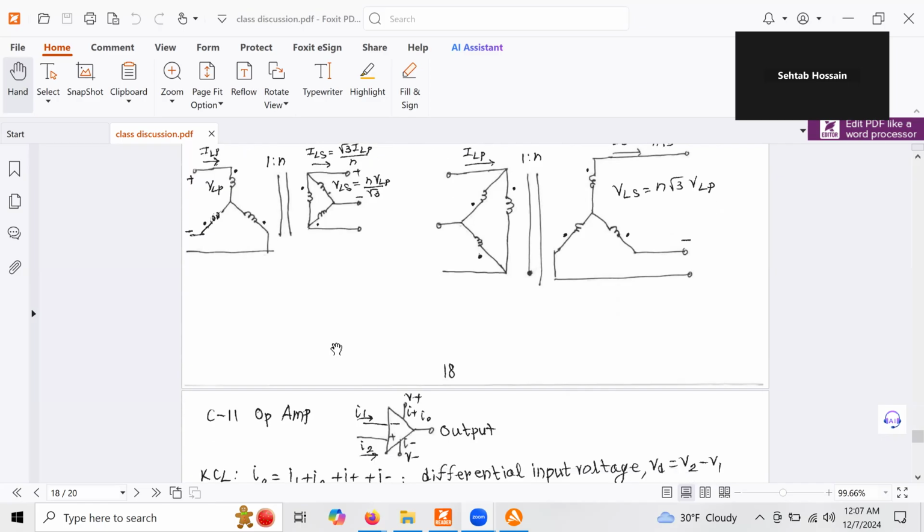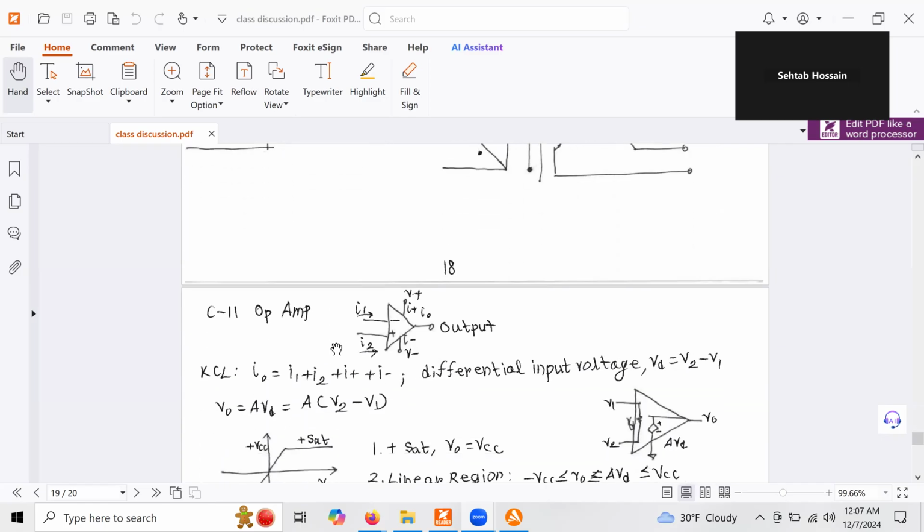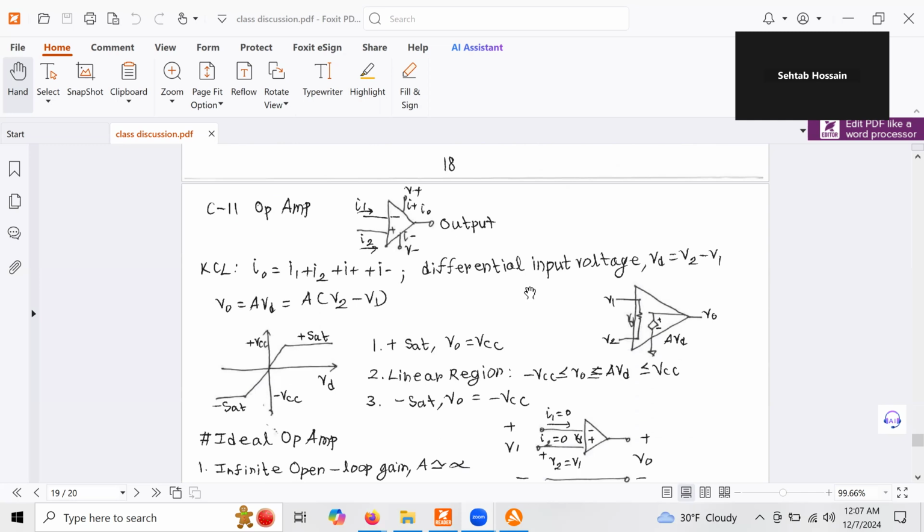So we finish with AC circuits. Now let's talk about op-amps. Op-amp is short for operational amplifier. Why do we use an op-amp? We use an op-amp for amplifying the signal.